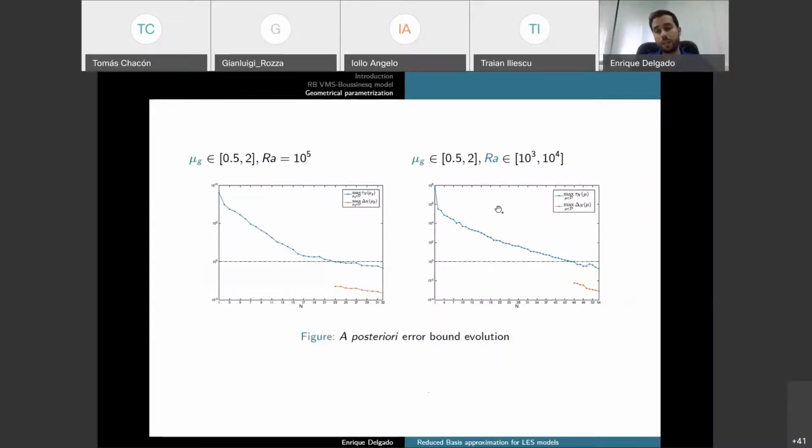And here is the same problem, but ranging the Rayleigh number between 10 to the power 3 and 10 to the power 4. So as you can see, we also need a quite high number of bases to get the solution. Even more when we consider both parameters.